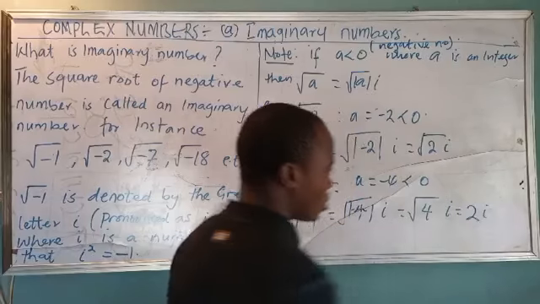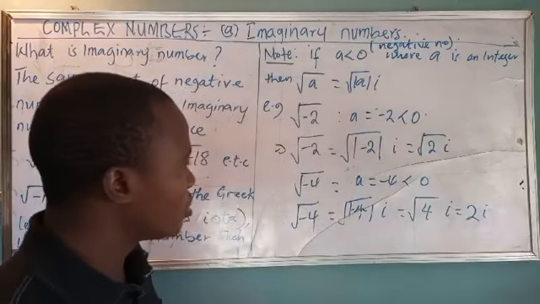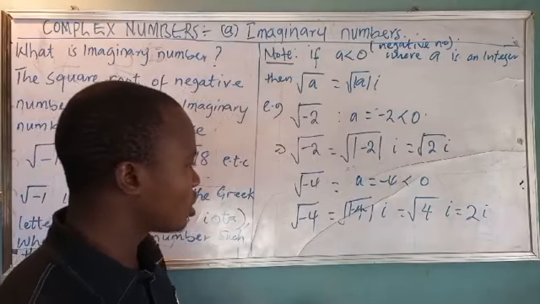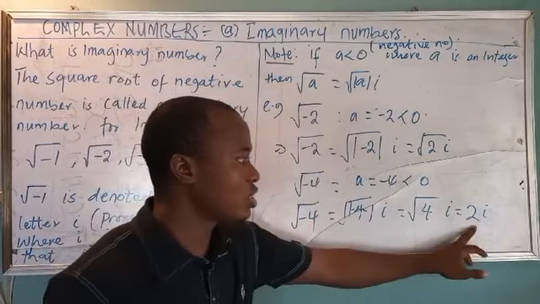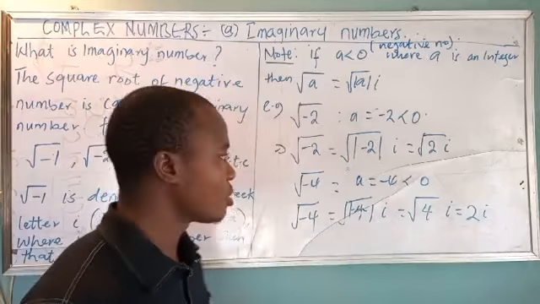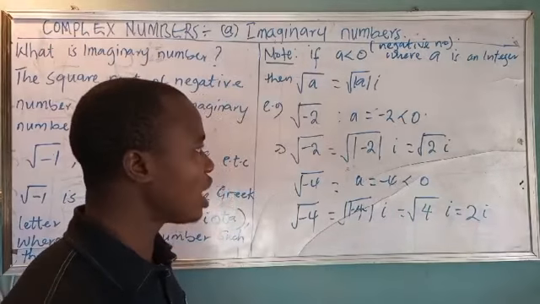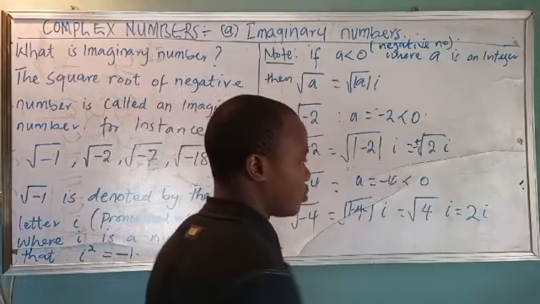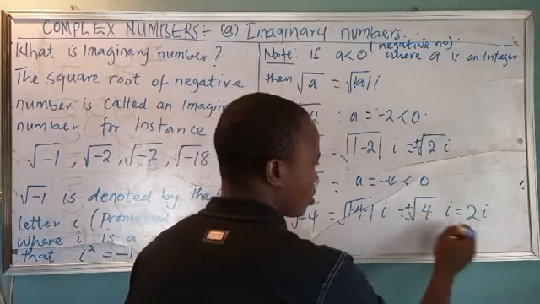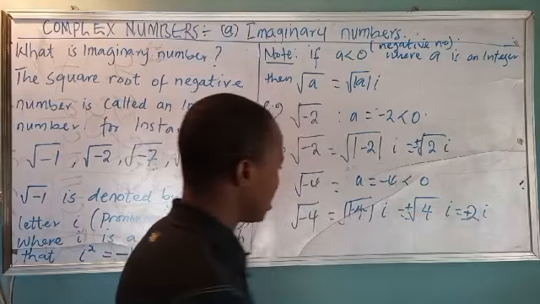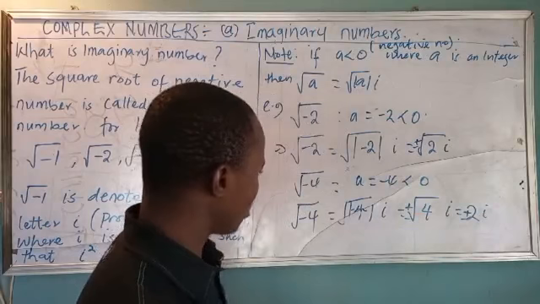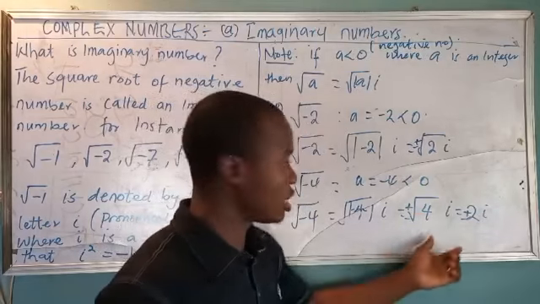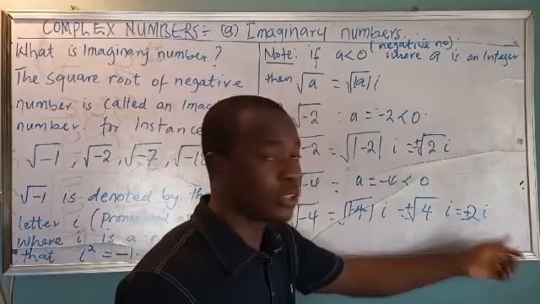The square root of 4 is 2. Therefore, the square root of -4 is the same thing as 2i. But don't forget that when you have square roots, we always have positive and negative values. Therefore, minus the square root of -4 is the same thing as plus 2 and minus i.